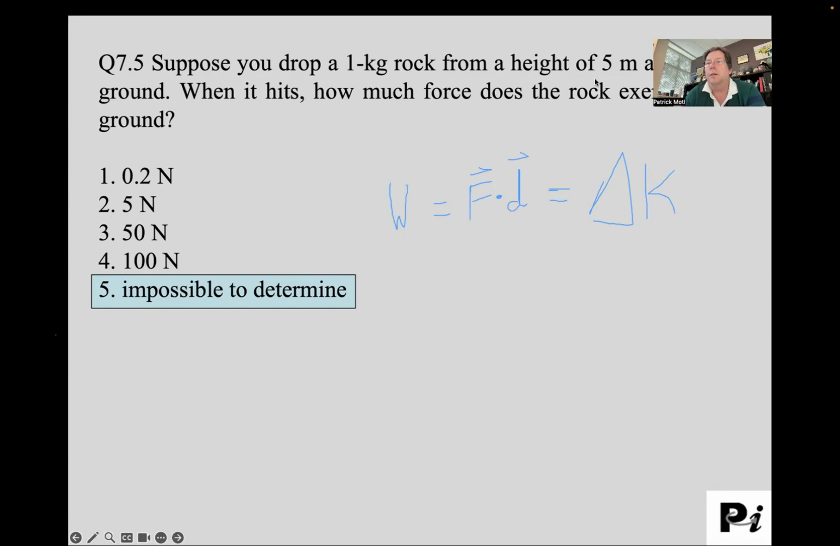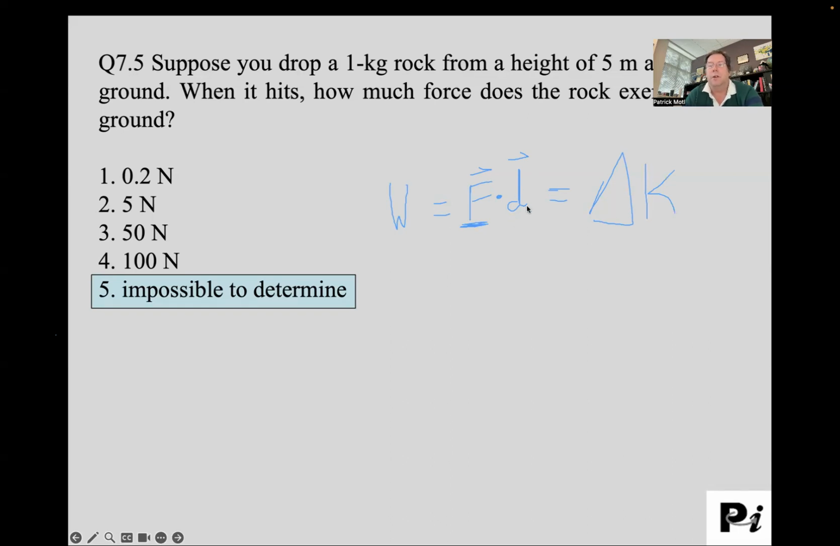So you know how much kinetic energy it has right before it hits the ground, and then it's at rest, it hits the ground. So the right-hand side of this is known. We can figure out what the change in kinetic energy is. We don't know how big this force is because we don't know what the displacement of the rock is while the force is acting on it.